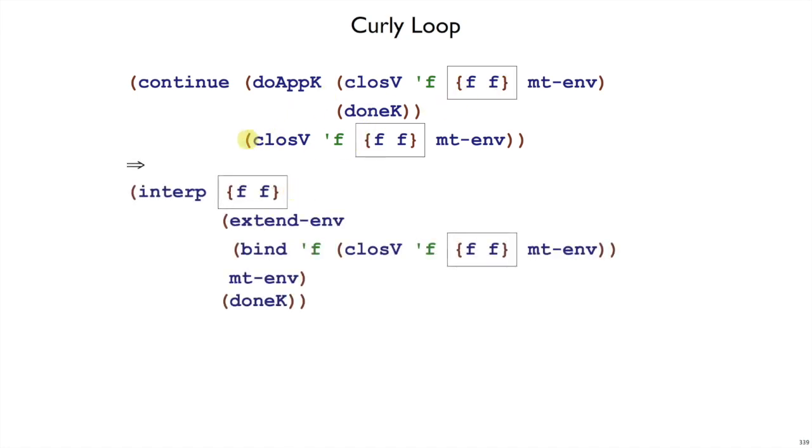As we interp, we bind this value, this closure here, to f in the environment. So we see that closure bound to f, extending the environment, and this empty that we extend, that is the environment of the function that we're calling. And once we get a value back from that application, then we continue with the rest of the continuation, which is just done k. So that's why we have done k here.